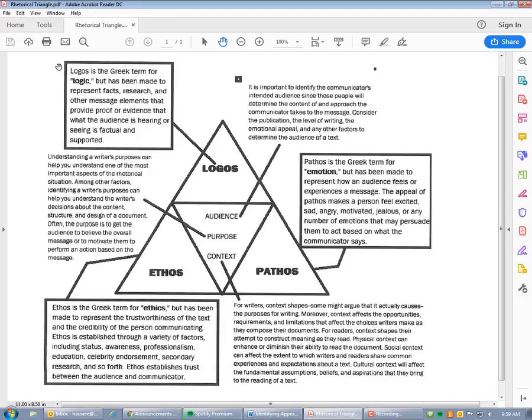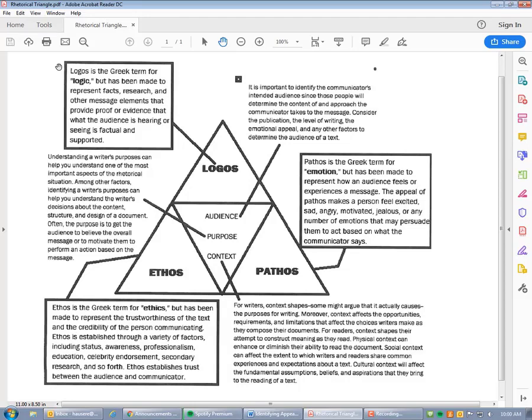Next is the purpose. We obviously have to identify the purpose in each article because we're analyzing how well the authors achieve that purpose, how successful they are at persuading their audience. Understanding a writer's purposes can help you understand one of the most important aspects of the rhetorical situation. Among other factors, identifying a writer's purposes can help you understand the writer's decisions about the content, structure, and design of a document. Often the purpose is to get the audience to believe the overall message or to motivate them to perform an action based on the message. That's pretty straightforward, so we'll move on to context.